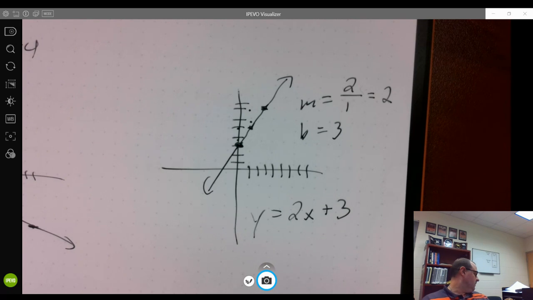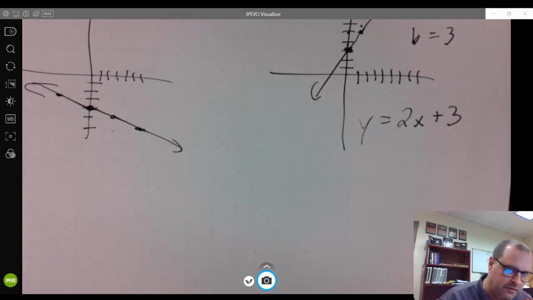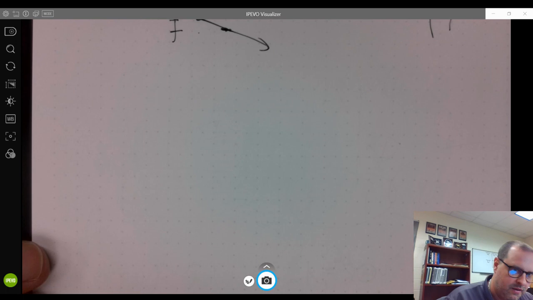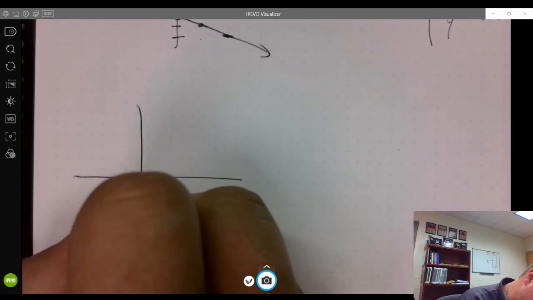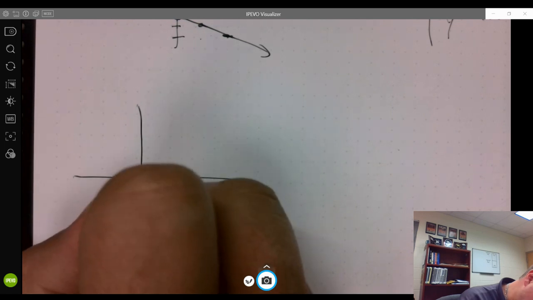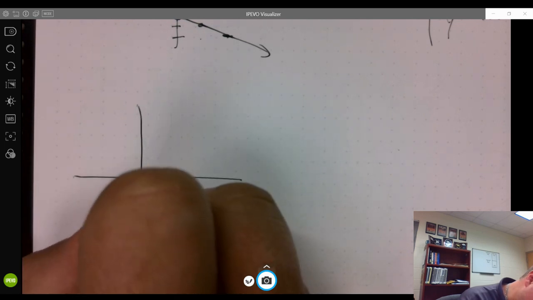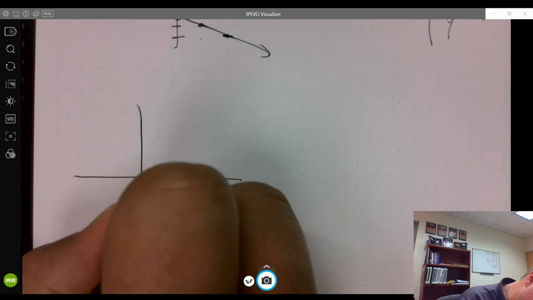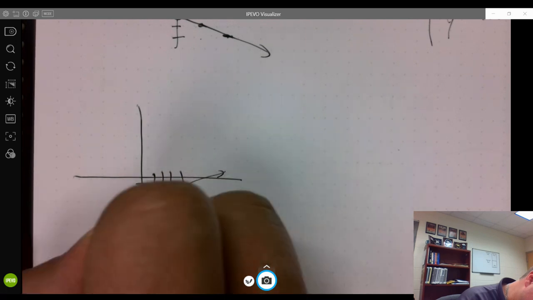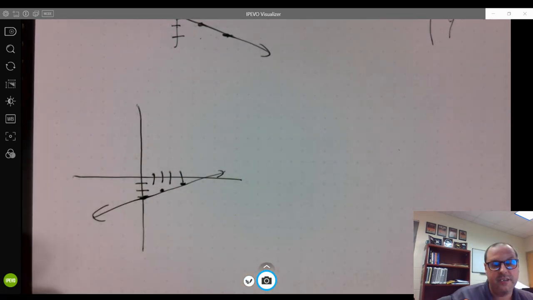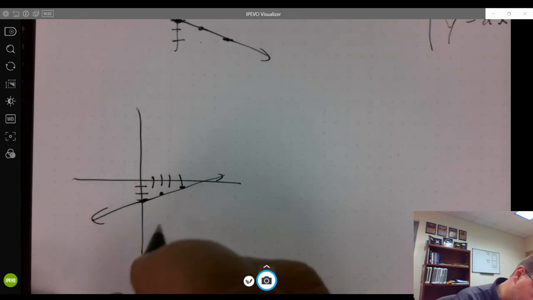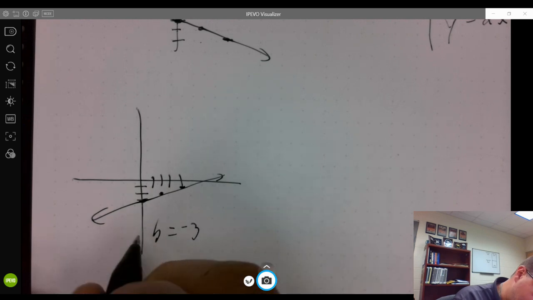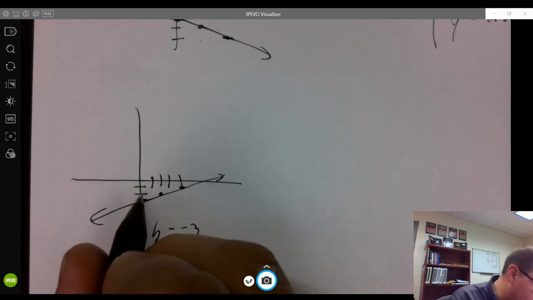Okay? Let's do one more from there of taking a graph of the line and getting the equation. So here the y-intercept is down 1, 2, 3. And then I would count out and say, all right, up 1.